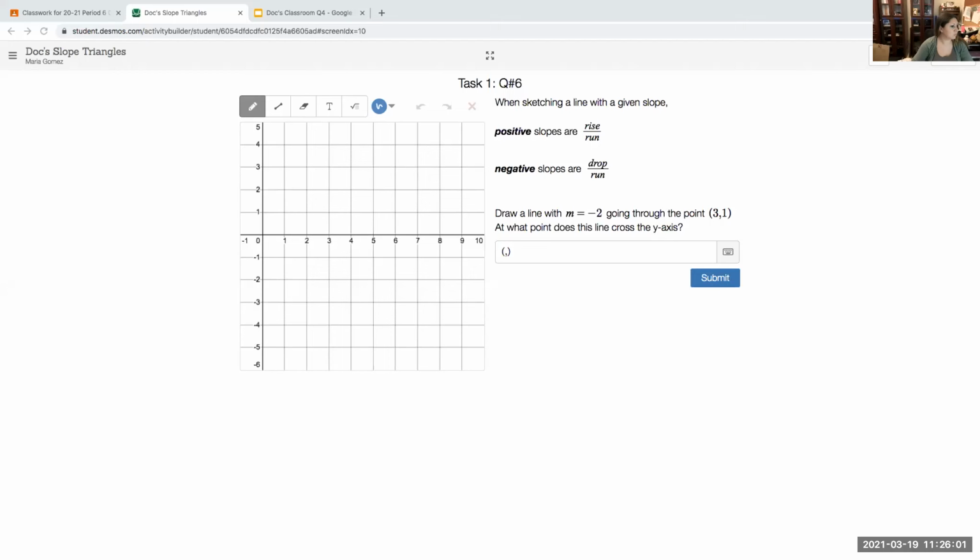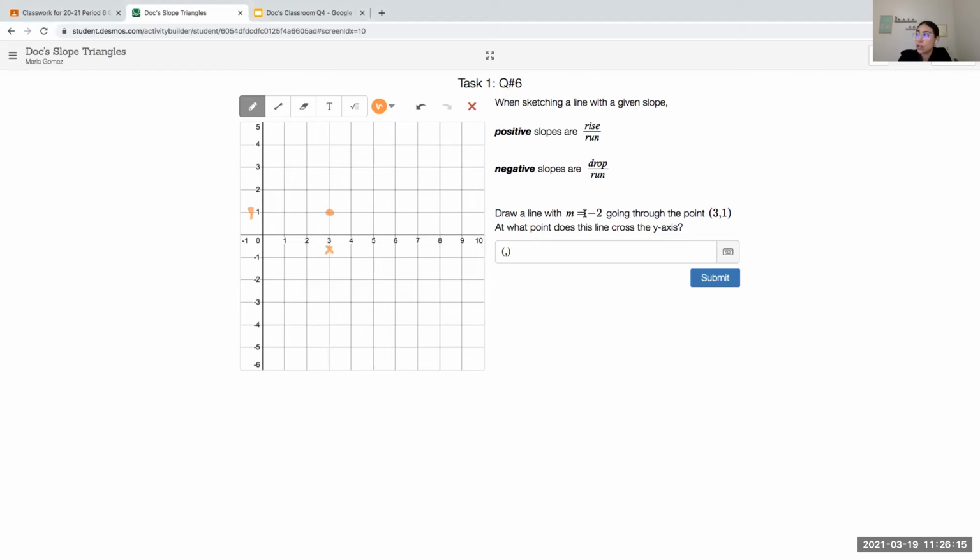Had some questions on slide 10. So slide 10, you were supposed to put the point (3, 1). So x before y, so x is 3, y is 1. That means our point is located here.